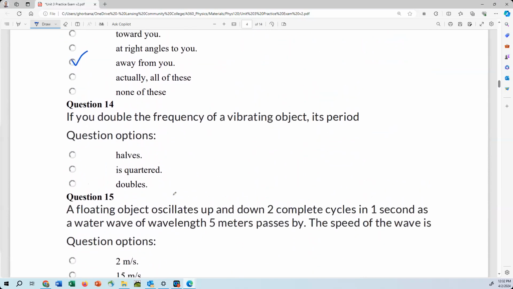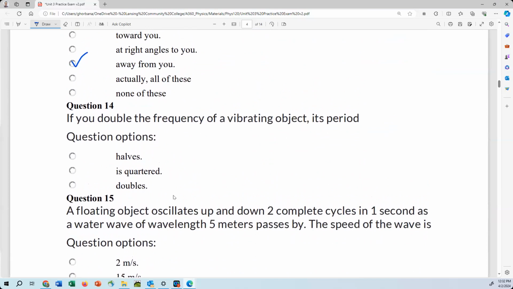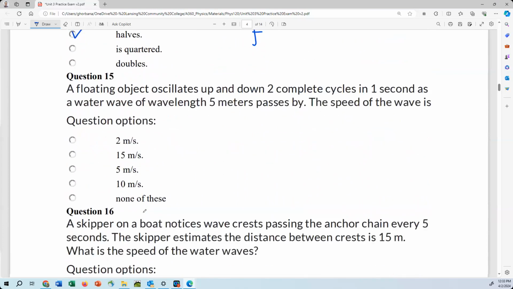Number 14, if you double the frequency of a vibrating object, what happens to the period? Again, T is 1 over frequency. Period and frequency are inversely related to each other. So if you double the frequency, the period will become less, it becomes half. So the right answer is half. Number 15.